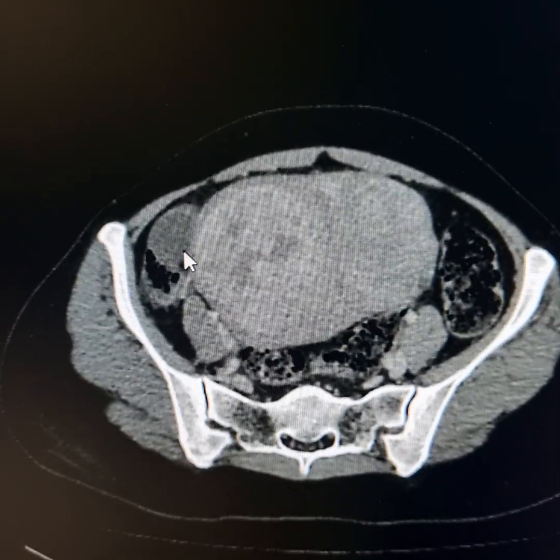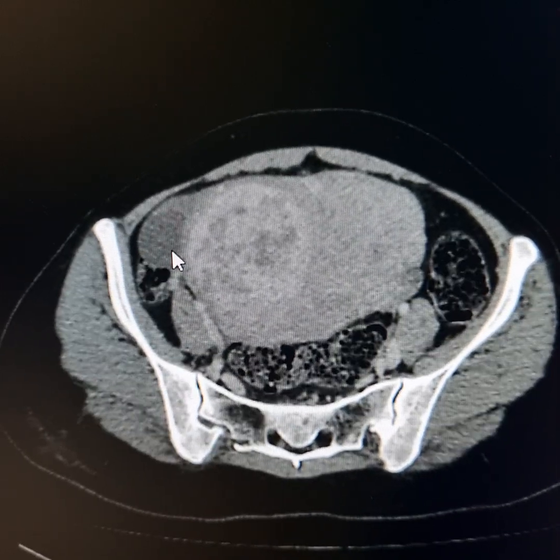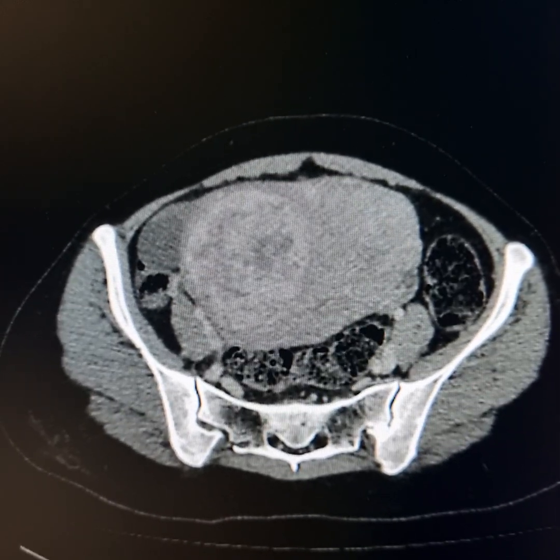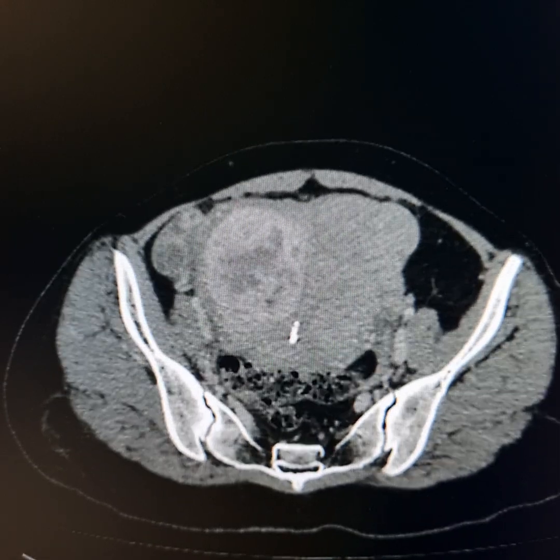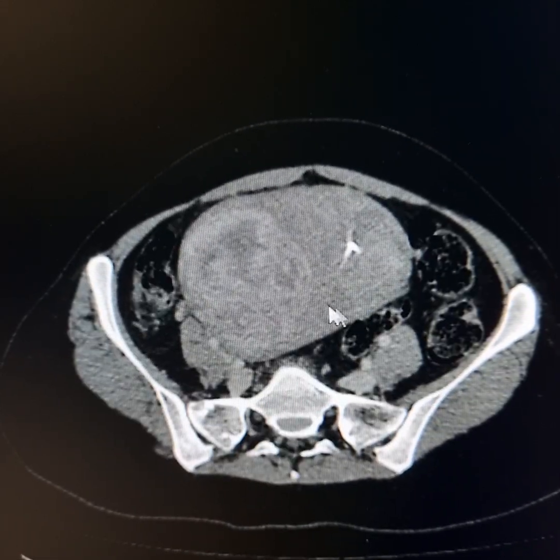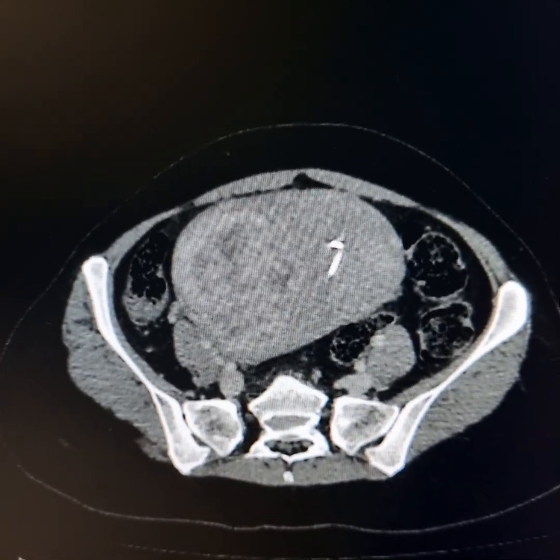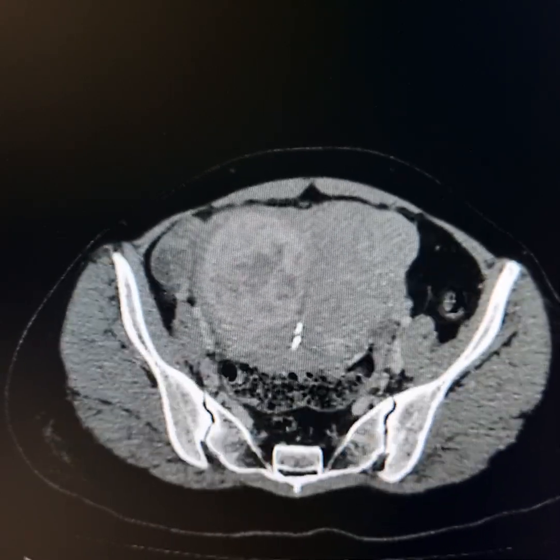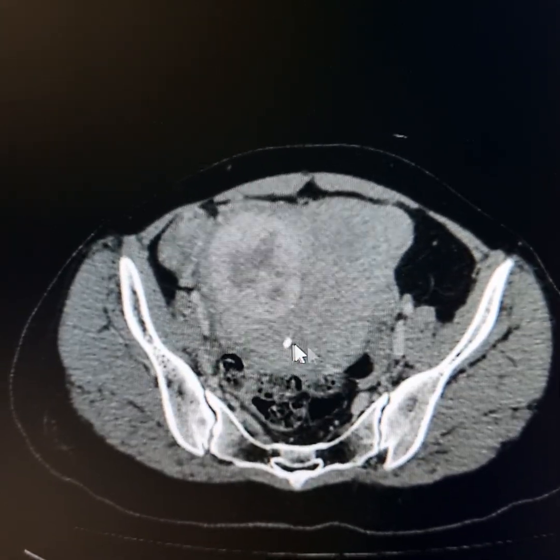Now this is the right ovary here. This is a follicular cyst, a thin-walled cyst in the right ovary. One IUCD is this one, while the other intrauterine contraceptive device is this one here.